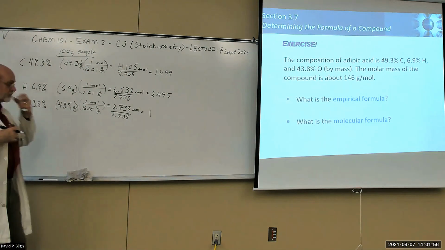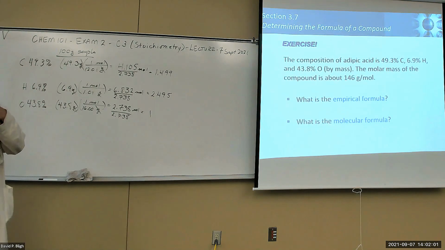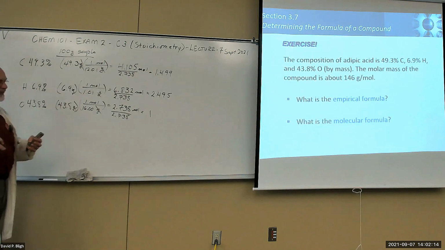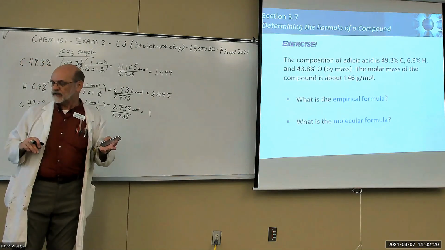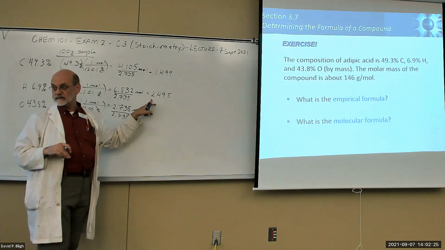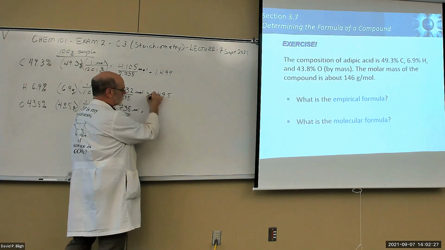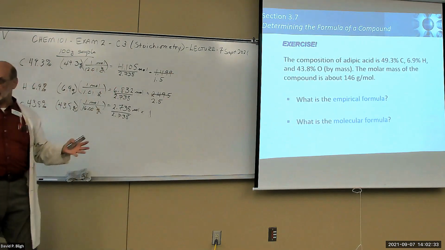At this point, we have to recognize that estimation, as long as it's really close to the nearest value, is okay. Because you can't have fractional atoms in a ratio. So we have to take into consideration the fact that these are experimental numbers. There's going to be error in them. So what are these close to? Well, it's obviously 1. This one's very close to 2.5, isn't it? This one's close to 1.5. That makes the solution a little easier.